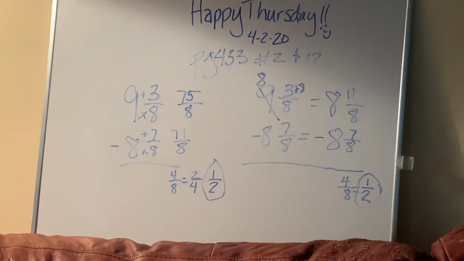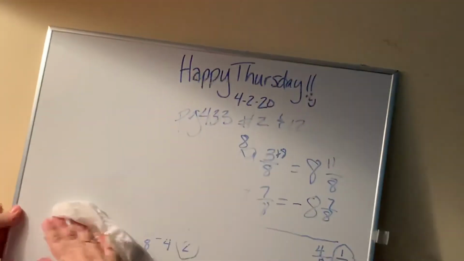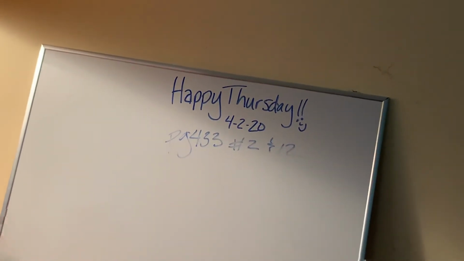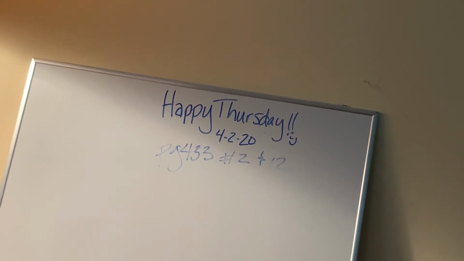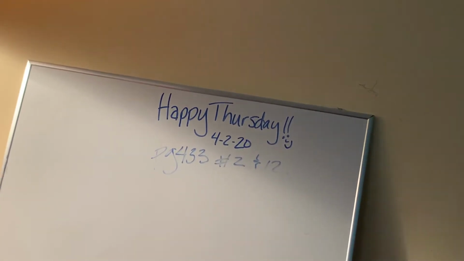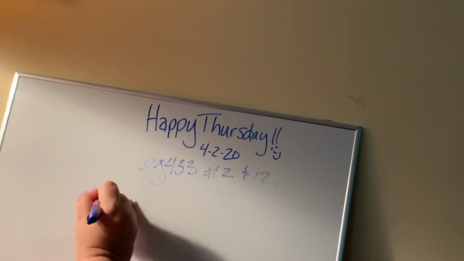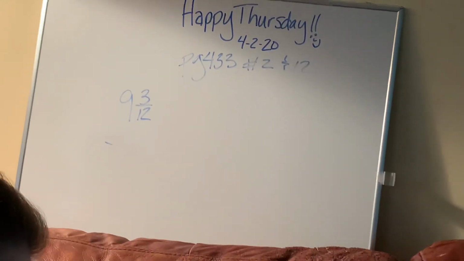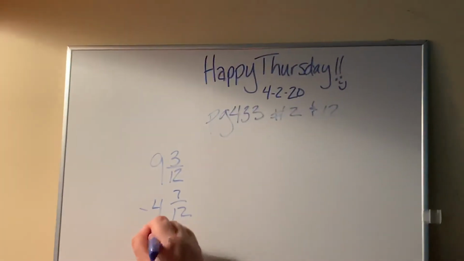Okay? All right, we're going to do one last problem, and then you must ask me questions if you need to, okay? Then you're going to do the practice problems on the quizzes, okay? All right, so let's try number 10. I've got 9 3/12. And we are subtracting 4 7/12, okay?